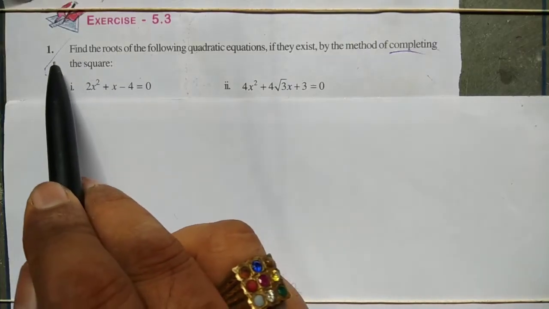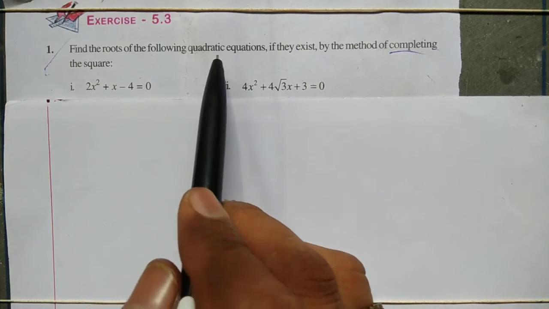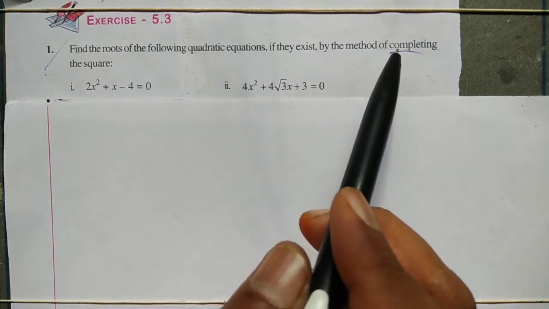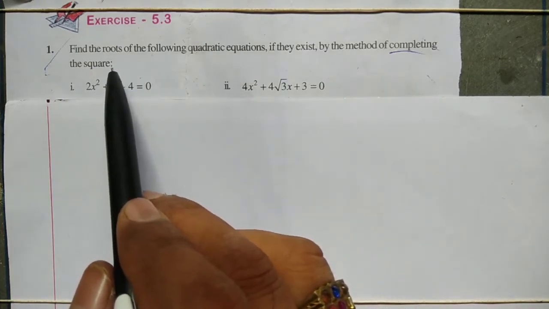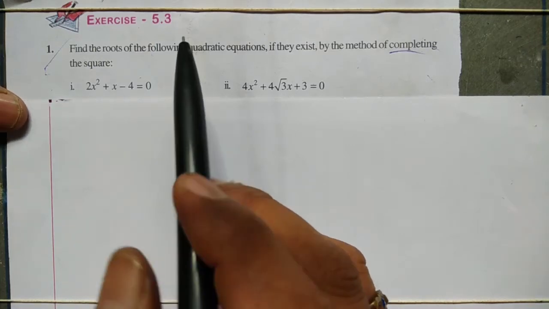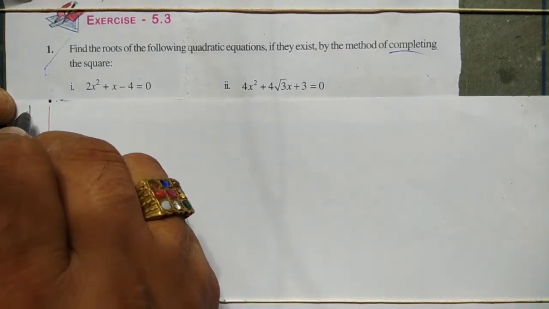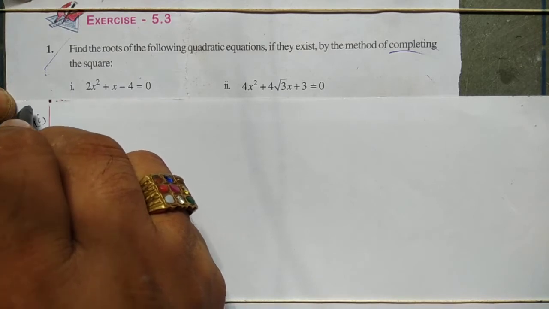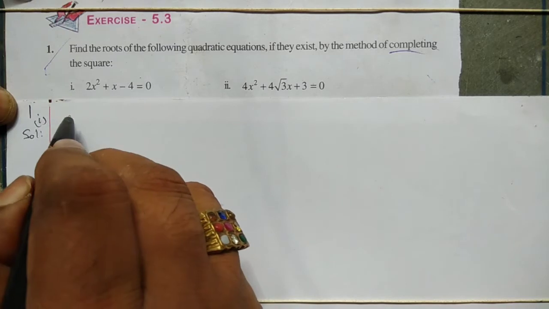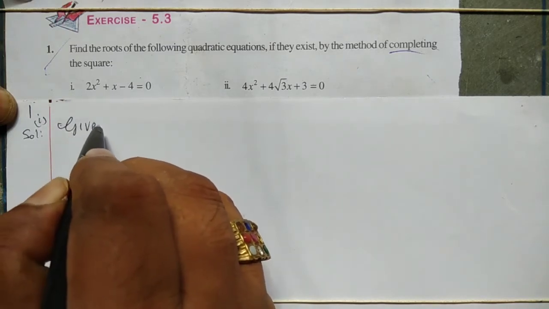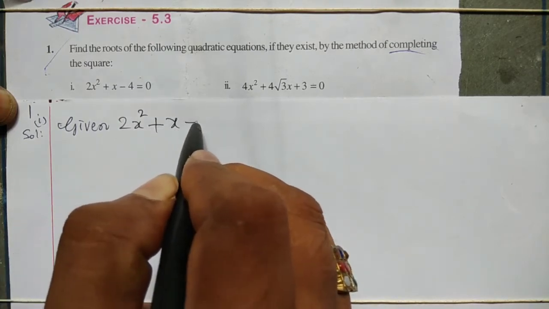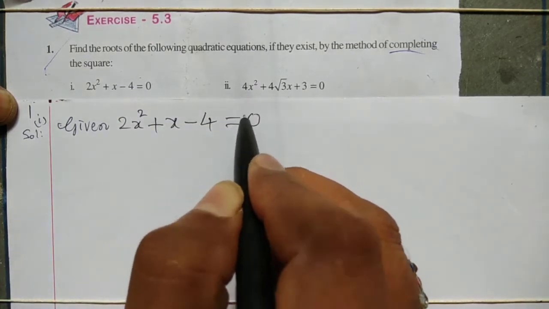Exercise 5.3, first bit: find the roots of the following quadratic equations, if they exist, by the method of completing the square. First problem: 2x² + x − 4 = 0. Solution: given quadratic equation 2x² + x − 4 = 0.